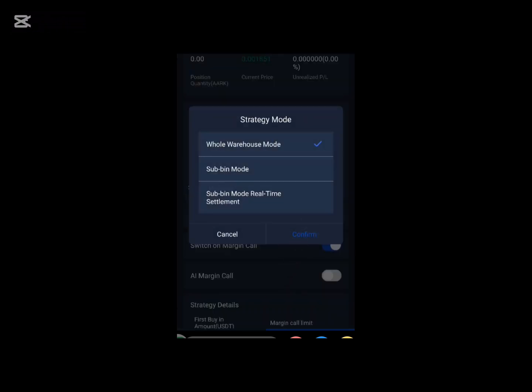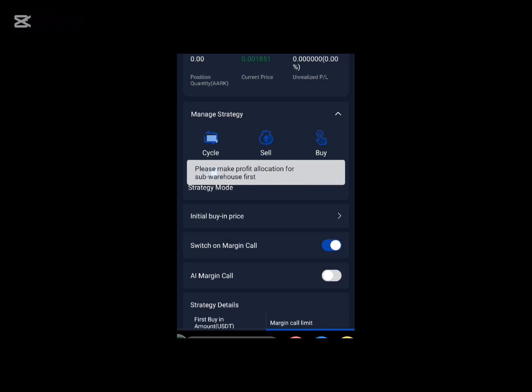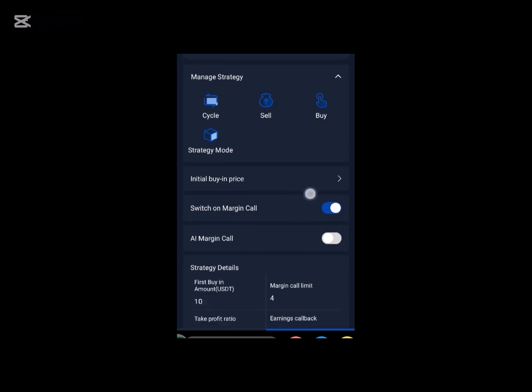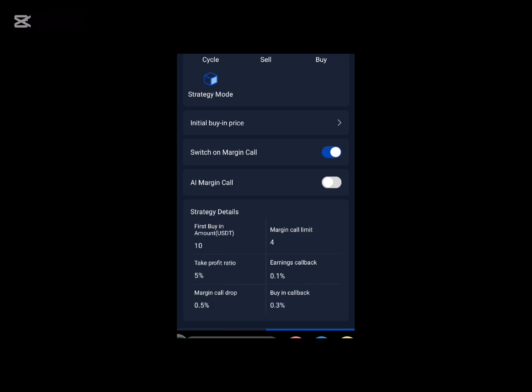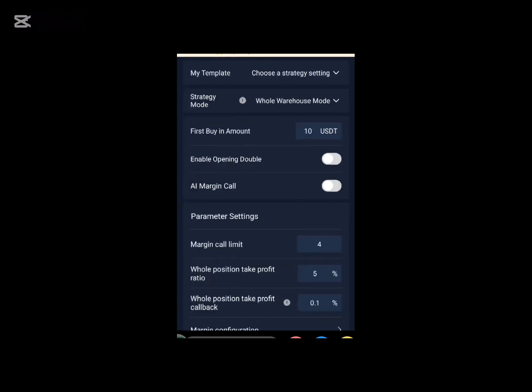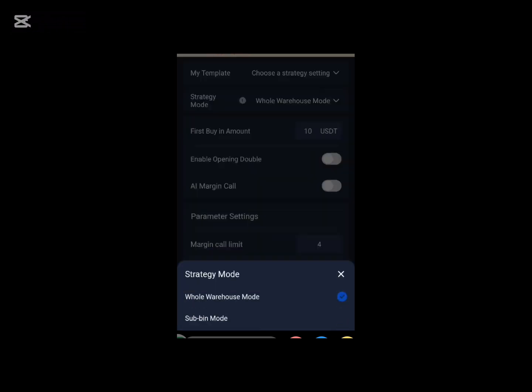So you can see I click sub-B time settlement. See, public allocation for sub-B warehouse first. You can see the method that I always want to trade 4 margin call. It's because we are trading on 4 margin call. If you are trading on 4 margin call, you will use warehouse because it will sell at once for you. Warehouse means it will sell the 4 margin call at once. It's not selling separately. So choose warehouse whenever you are using 4 margin call.